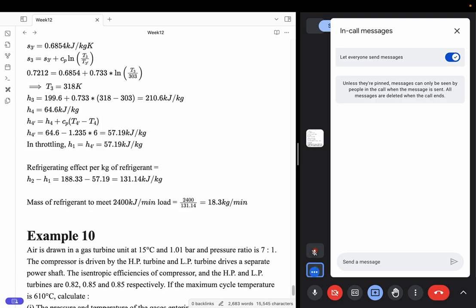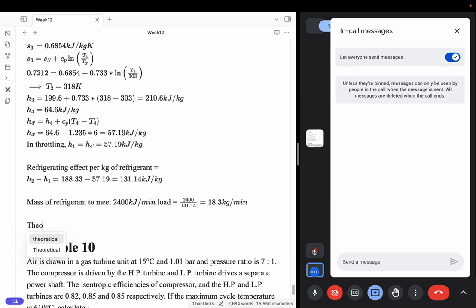Now what is the piston displacement per minute? Basically, what should be the velocity of your piston? Your compressor is a positive displacement machine, so the volume flow rate will be equal to your net displacement: the area times velocity times density should give your mass flow rate. The mass flow rate I already know, that is 18.3 kilogram per minute.